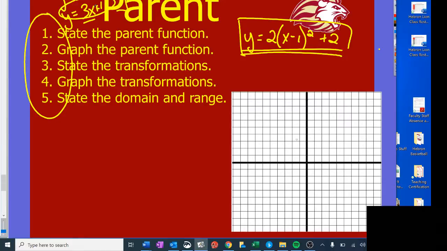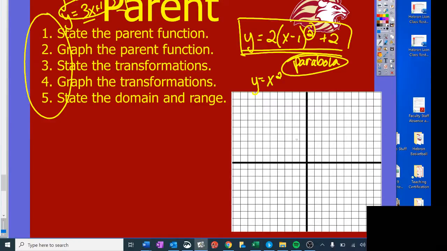Okay, so the first thing we talked about is stating the parent function. We know we look at the main source of this, and that's the squared. So because that is squared there, we want to make sure we know, I don't know if you guys can see me here, but it would be the U, right? So this would actually be a parabola, okay? So since it's a parabola, we know that we're going to focus on the parent graph of y equals x squared.